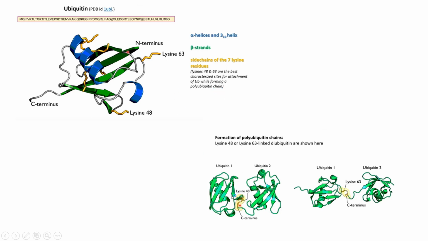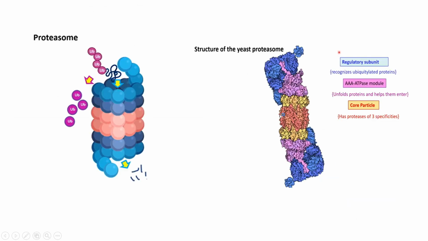Here you can see ubiquitin 1, ubiquitin 2, attached by the lysine 48 from the C terminus. Over here you can see lysine 63 attachment. So these residues 48 and 63 are important to form a polyubiquitinated chain, and this core particle is important. This whole core particle is called the 26S proteasome system.